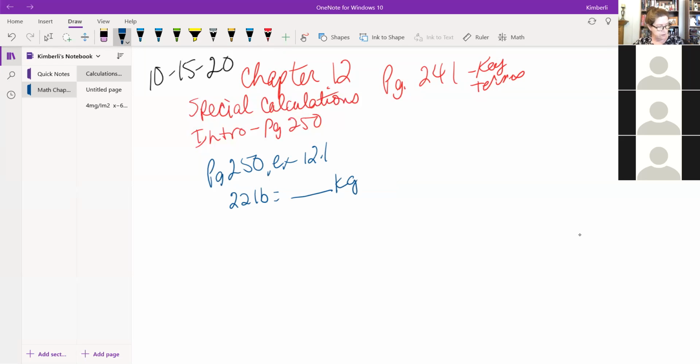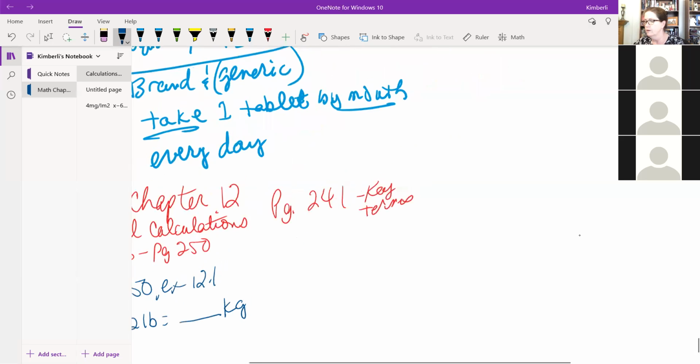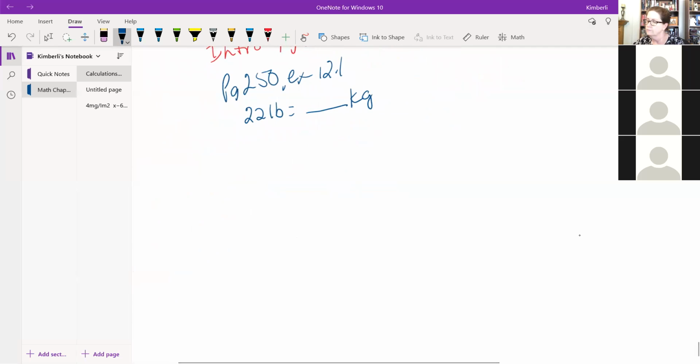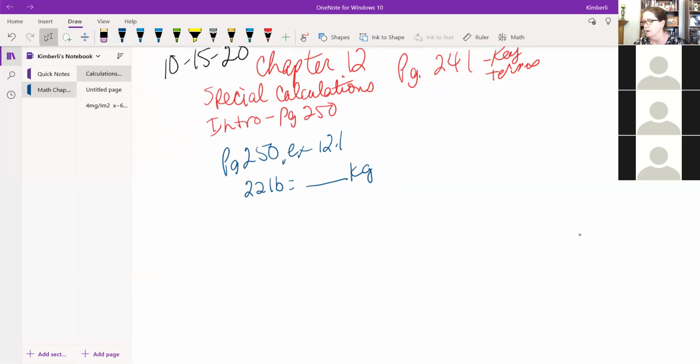And then using either ratio and proportion or dimensional analysis, you're going to get, we want to know how many kilograms. 1 kilogram is 2.2 pounds times 22 pounds. The pounds cancel, and we get 10 kilograms, okay?